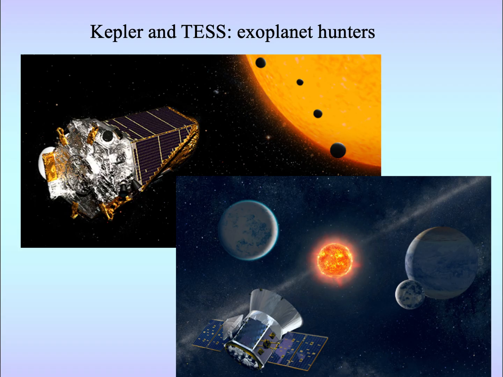A couple of other important telescopes are Kepler and TESS. Kepler died at the end of 2018, and TESS launched in the same year. These scopes hunt for exoplanets, which are planets that orbit stars other than the Sun. Kepler found thousands of planets outside our own solar system, and TESS will find many more over its lifetime.